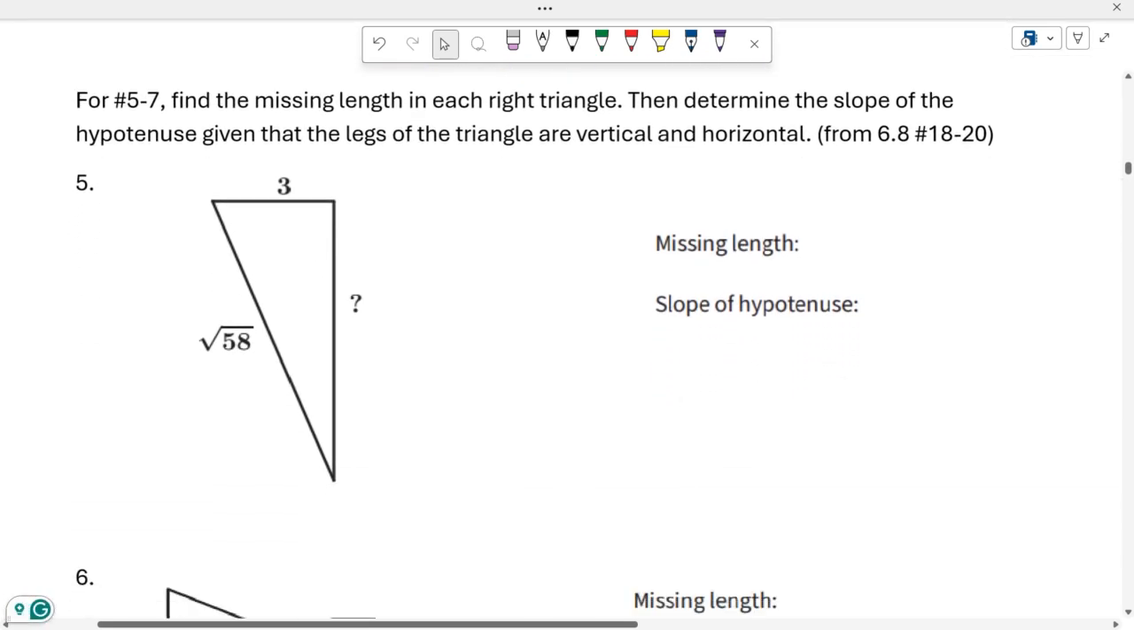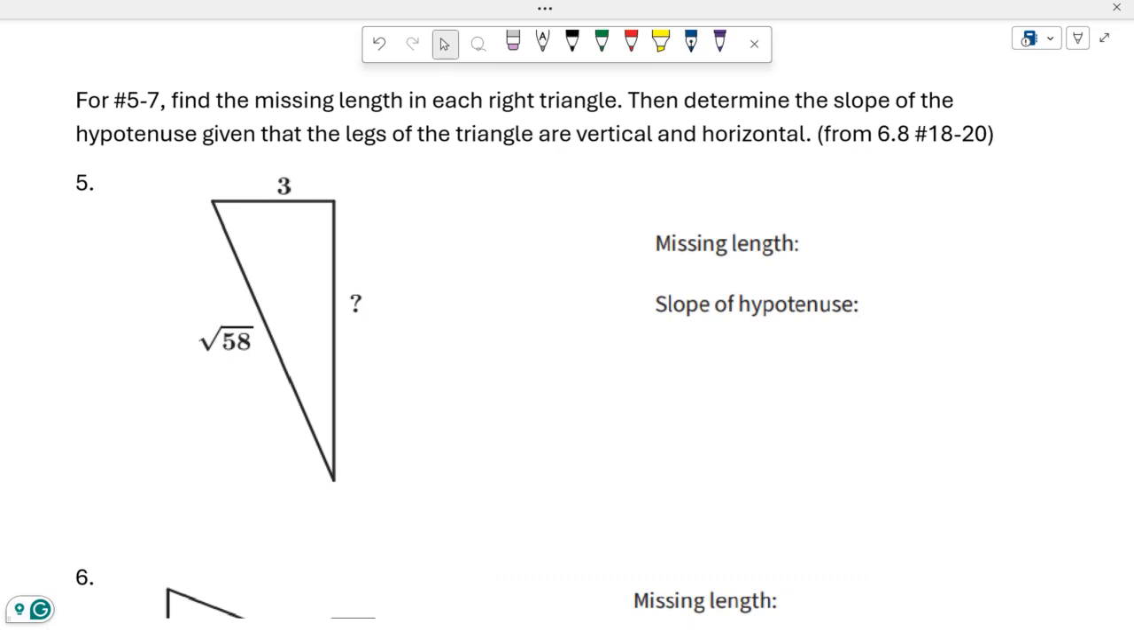All right, 5, 6, and 7 all have the same directions. So for 5 through 7, find the missing length in each right triangle, then determine the slope of the hypotenuse given that the legs of the triangle are vertical and horizontal. And this is from the original book, lesson 6.8, numbers 18 through 20. So number 5.